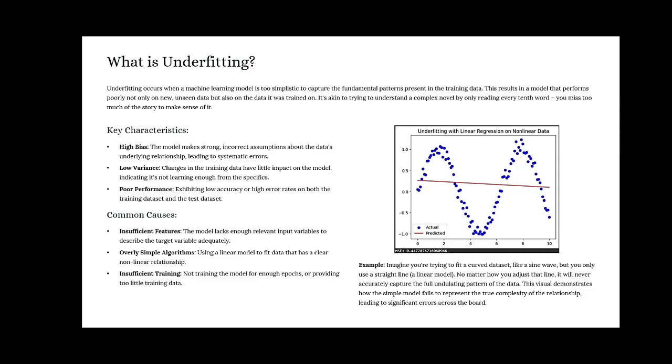Now if we look at the graph on the right, we can see a perfect visual of underfitting. The blue dots represent the actual data, which clearly follows a sine wave-like pattern. The red line is our predicted model, a simple straight line. As you can see, the linear model completely fails to represent the true complexity of the data, leading to significant error and demonstrating a classic case of underfitting.